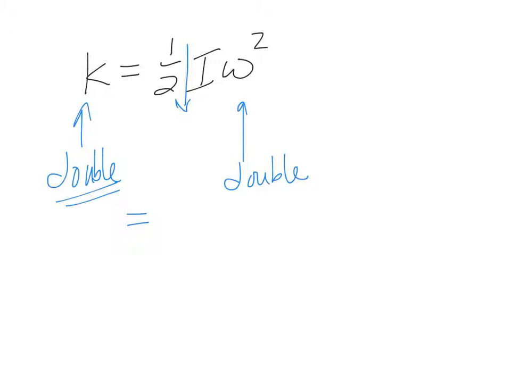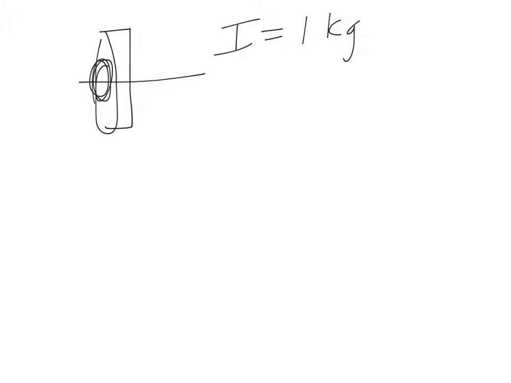Let's just do one more problem just to make sure we've got this down. In this problem, a disk with a moment of inertia of 1 kilogram meter squared spins about an axle through its center of mass with an angular velocity of 10 radians per second. So let me just draw that really quickly. We've got this disk that's spinning around this axis. Sorry, this drawing's not very good. And it's got a moment of inertia of 1 kilogram meter squared, and the initial angular velocity is 10 radians per second.